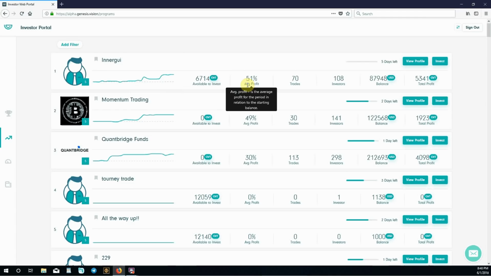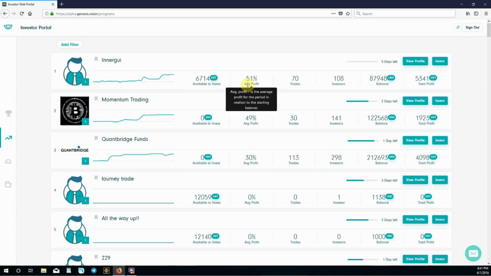Average profit is the average profit for the period in relation to the starting balance. What this means is that, let's say, for example, a money manager started with $1,000, and at the end of the reporting period, they reported their trades, closed them out, and they made $510. That's a 51% profit on top of their $1,000 that they already had for a total of $1,510. Now, obviously, this is going to change.